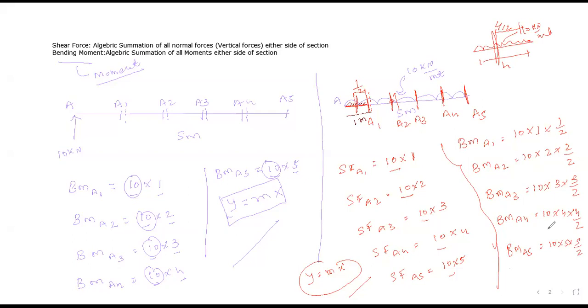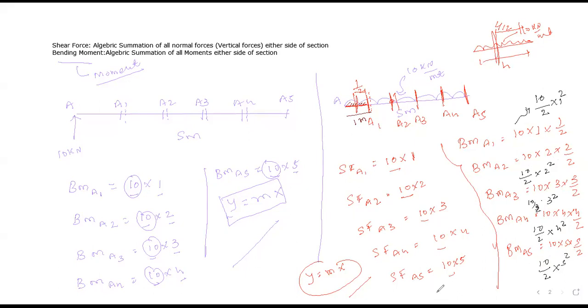Is it clear or not? Fine. Now let me simplify these equations a bit. I can write the first equation as 10/2 into 1 square. Yes or no? The second equation I can write as 10/2 into 2 square. The third equation 10/2 into 3 square. Then 10/2 into 4 square. 10/2 into 5 square. Yes or no? Please confirm me. Is this much clear?